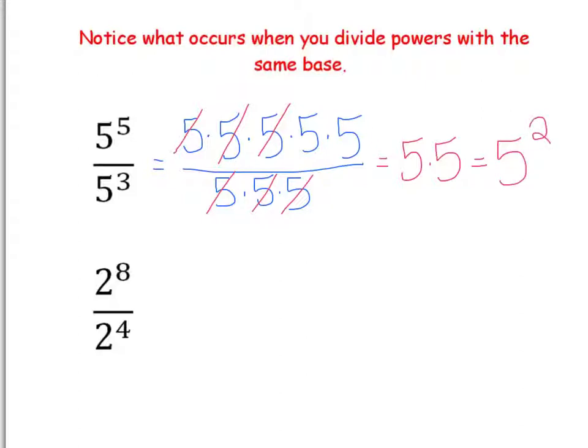I want you to try this second problem down here, 2 to the 8th divided by 2 to the 4th, on your own, written in this expanded form, and then canceling out the numbers in the numerator and the denominator that can cancel out, and seeing if you can get an answer like this. Pause the video now to try it.